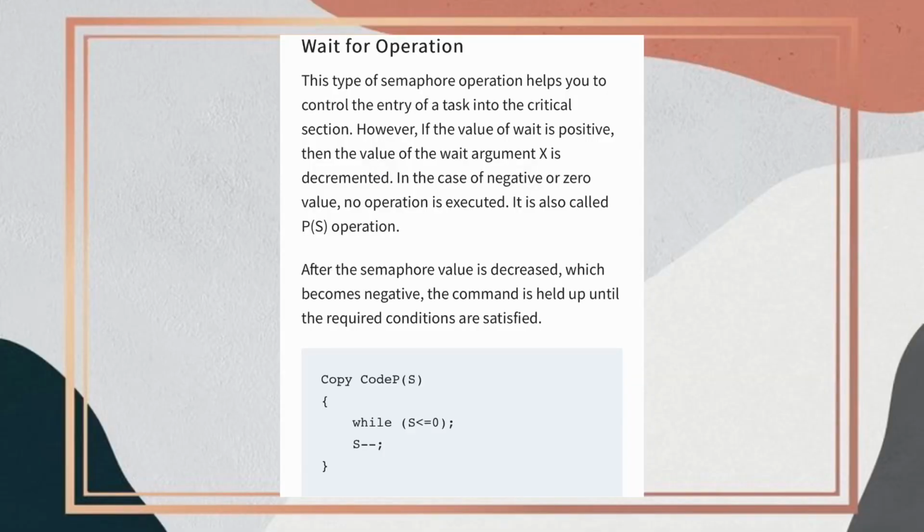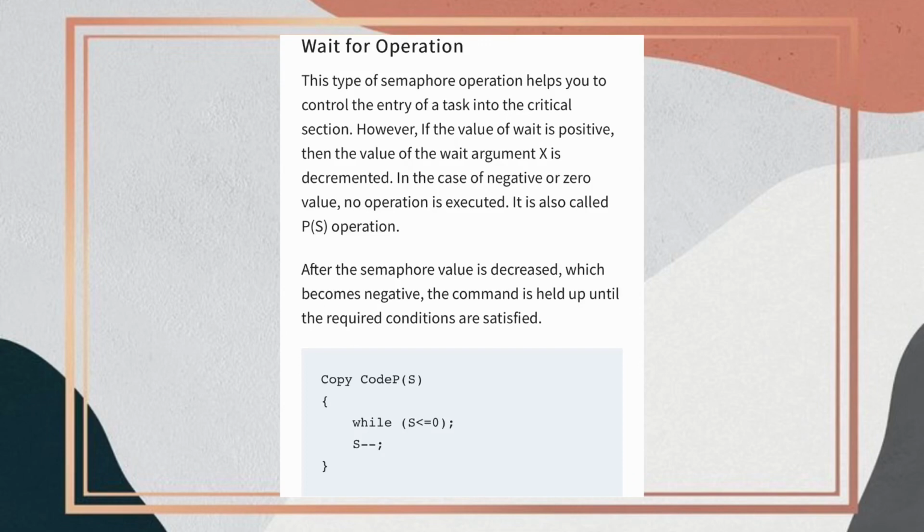Next one is the wait operation. This type of semaphore operation helps you to control the entry of a task into the critical section. However, if the value of wait is positive, then the value of the wait argument x is decremented. In the case of negative or 0 value, no operation is executed. It is also called the P(S) operation.